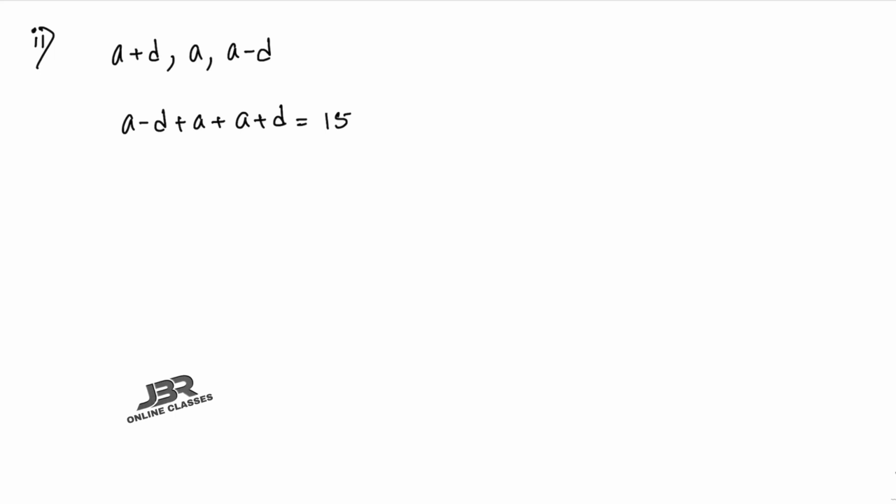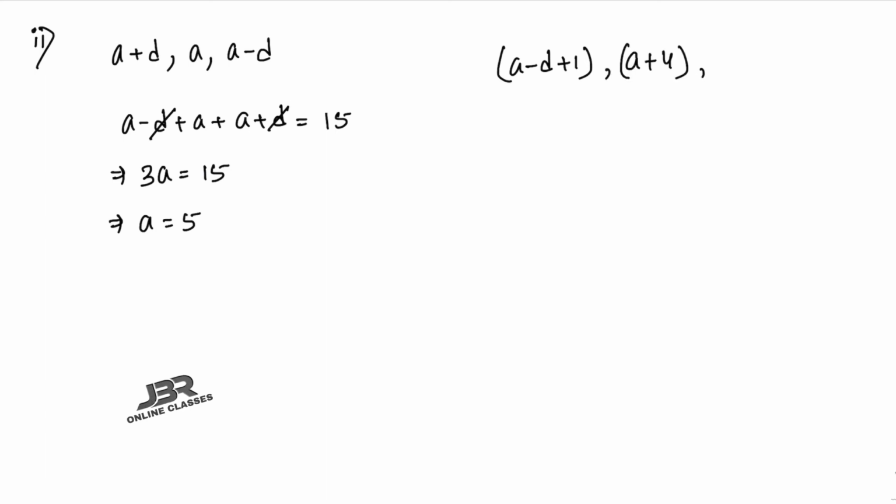So in that case, here you can easily find out the first term because d cancel out. So 3a equal to 15. So that means here a equal to 5. So here the first term, that one equal to here 5. So now when 1, 4 and 19 are added to the numbers, it becomes here a minus d plus 1, the first one. Second number will be a plus 4, and the third number will be here a plus d plus 19. Okay, now these three numbers are in what?